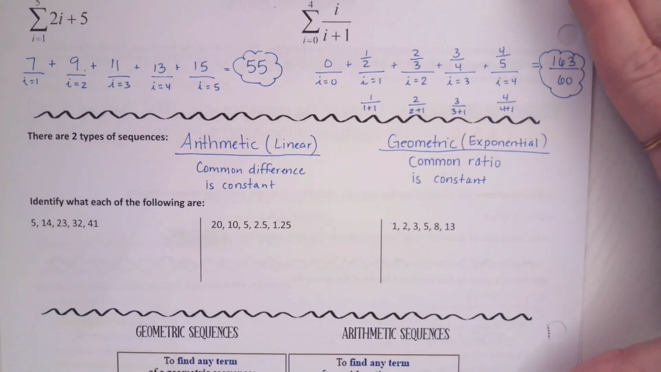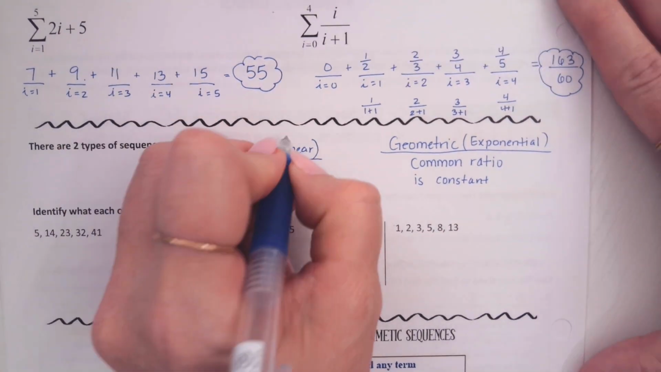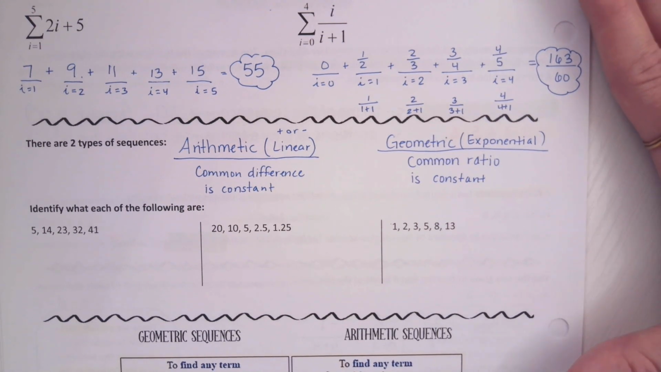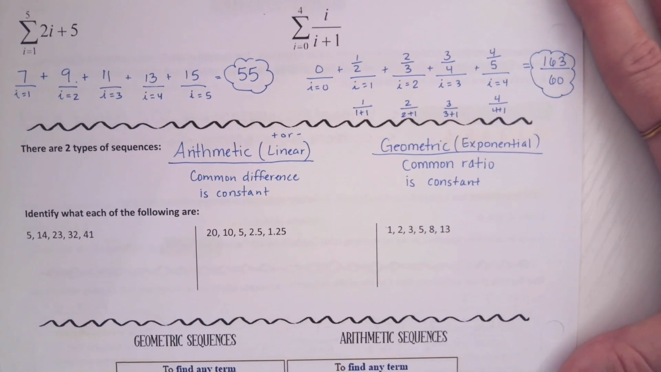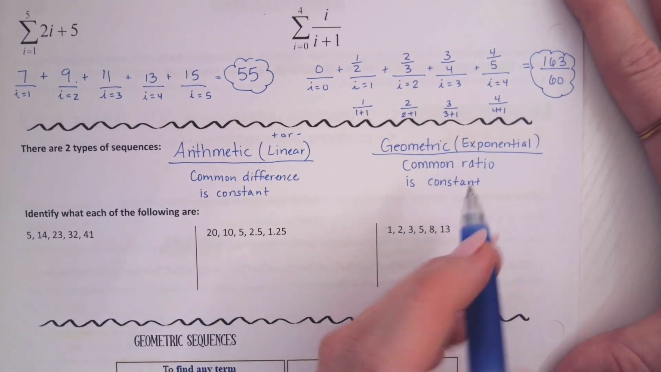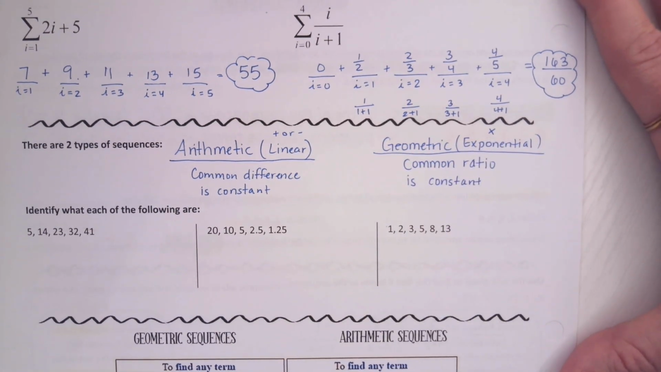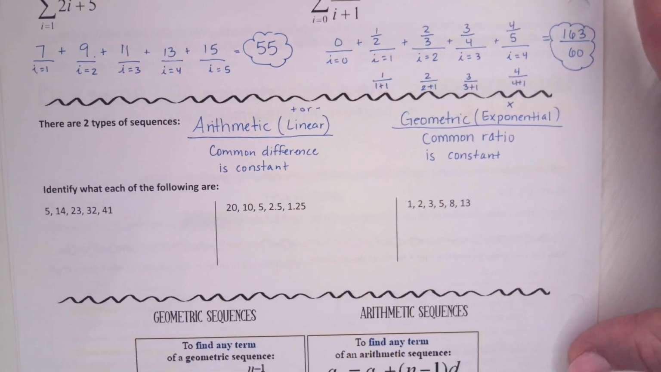So for arithmetic, a linear function, you'll have some number that is added or subtracted each time to get from one term to the next, to the next, to the next. And in a geometric sequence, you'll have some number that is multiplied by each time to get from one term to the next, to the next, to the next.